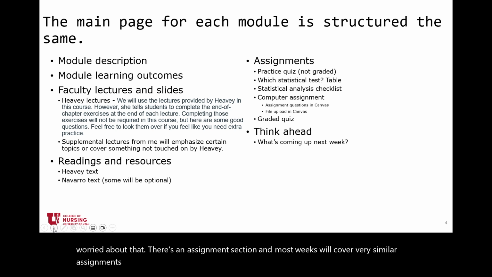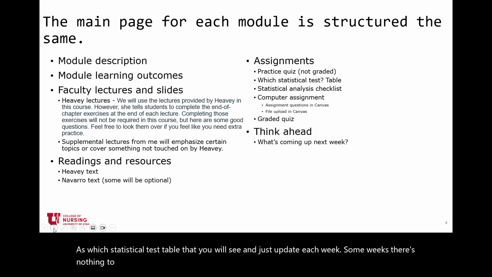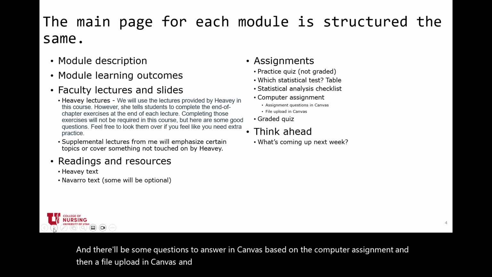There's a practice quiz, which is not graded, a which statistical test table that you will see and just update each week. Some weeks there's nothing to update, and it'll be very clear which weeks there is and there isn't. A statistical analysis checklist that you'll update weekly, a computer assignment, and there'll be some questions to answer in Canvas based on the computer assignment, and then a file upload in Canvas, and then a graded quiz. And then a think ahead section will keep you lined up with what's coming up.